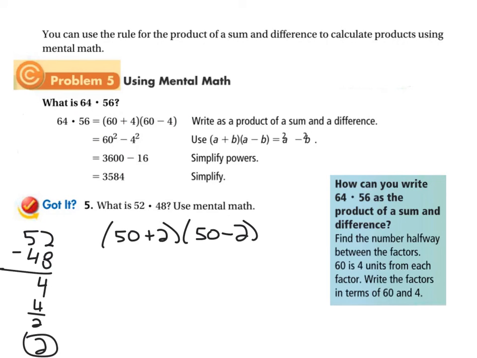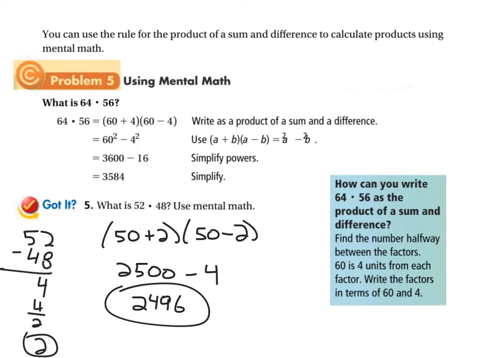52 times 48. Okay? And remember, when you have one of each of these signs, the same two terms with the different sign between them, you square the first number, 50 times 50, 2,500. 2 times 2 is 4, and we always subtract in between. What's 4 less than 2,500? It's 2,496. Done. That's it. That's how you do it.